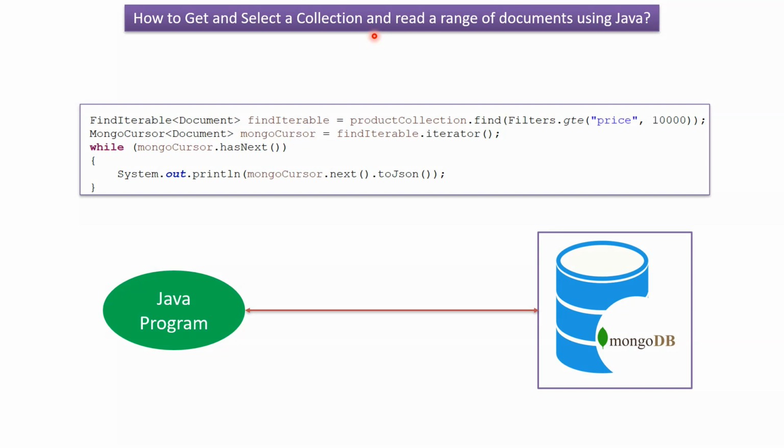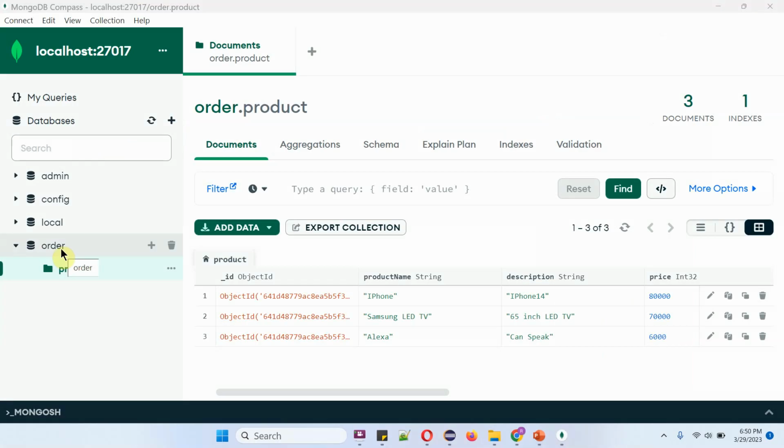In this video tutorial I will explain how to get and select the collection and read a range of documents using a Java program. Here you can see the order database. It has a product collection, and the product collection has 3 documents. From these 3 documents, I want to get the documents where the price is more than 10,000.